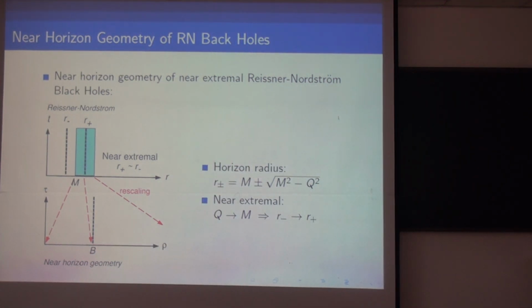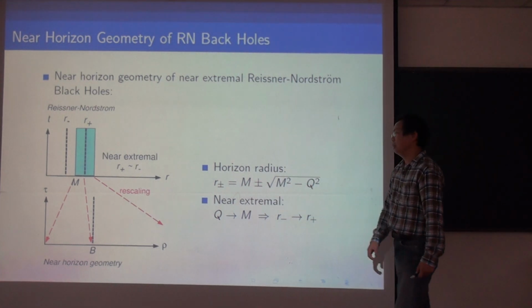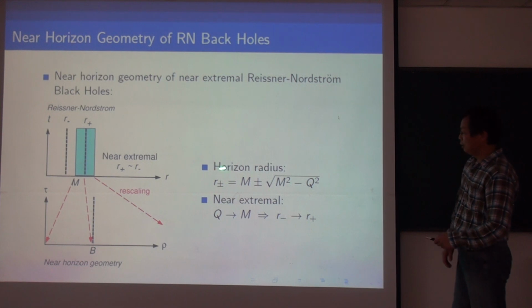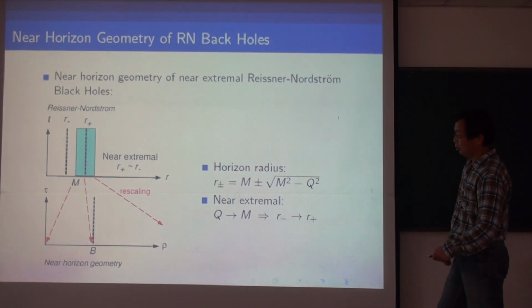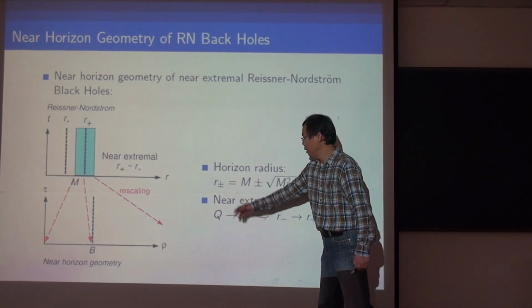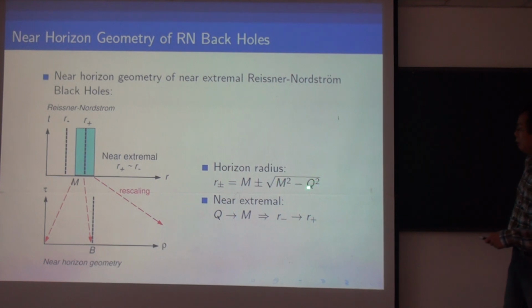So for the Reissner-Nordström black hole, this is the formula for the inner and outer horizon. So a charged black hole can carry a mass parameter and a charge parameter. And then from these two parameters, we can find the location of the two horizons. So from this formula, we know if mass equals charge, then the two horizons degenerate.